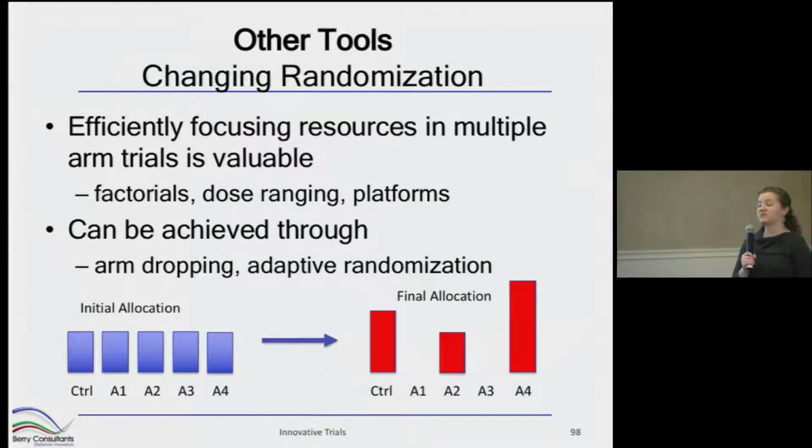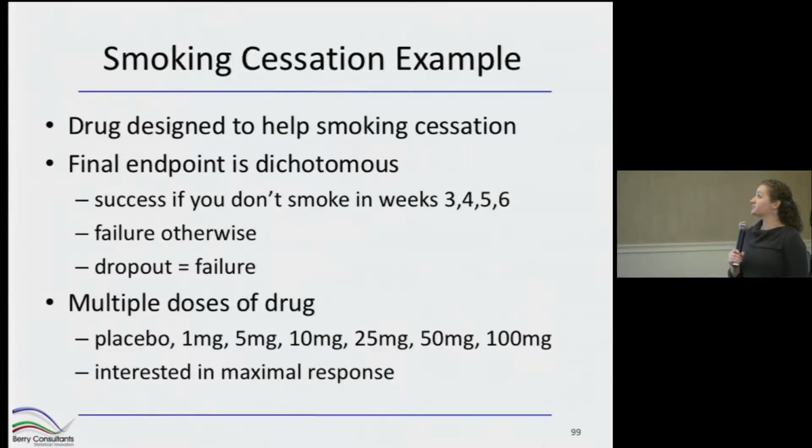Kind of the simplest method in many ways might be considered arm dropping. If you have sufficient evidence that an arm is not performing well, you get rid of it. Another way this could be done, a little more subtle than arm dropping, is adaptive randomization. If you have an arm that's not performing well, you start to decrease the allocation to that arm and start to increase the allocation to the arms that are performing well. You can see that in the figure.